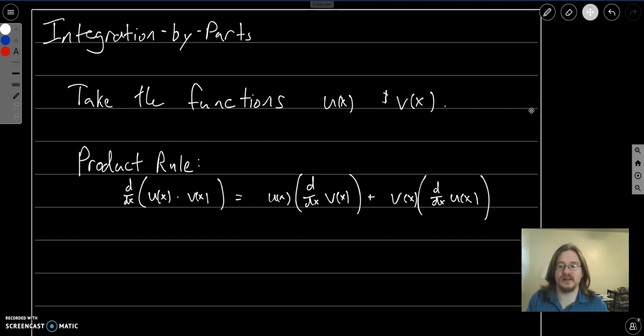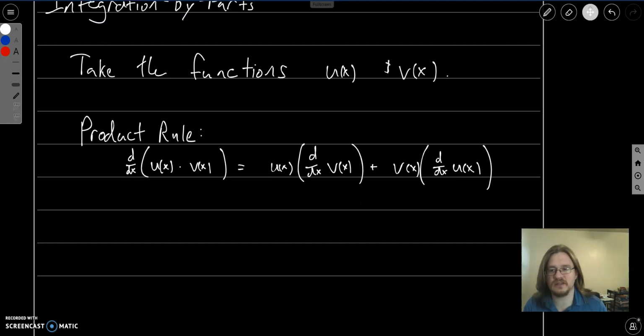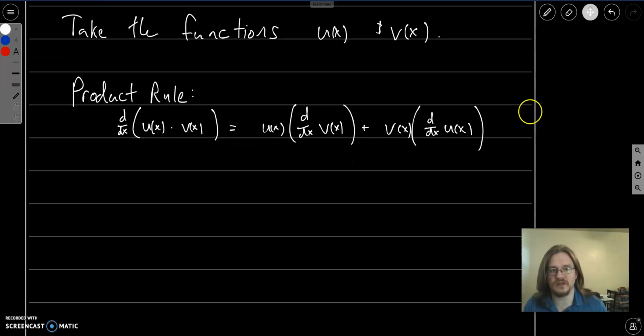Hello and welcome back. In this video we'll start integration by parts, which is all about how to integrate something when the product rule comes up. So we're going to take the functions u and v, and I'm not sure really why they use u and v here instead of, say, other functions like f of x and g of x, but typically it's u and v. And we have seen the product rule, and we should be familiar with this.